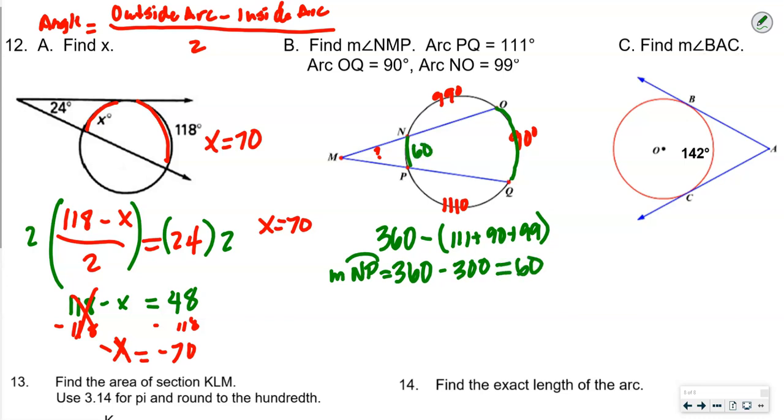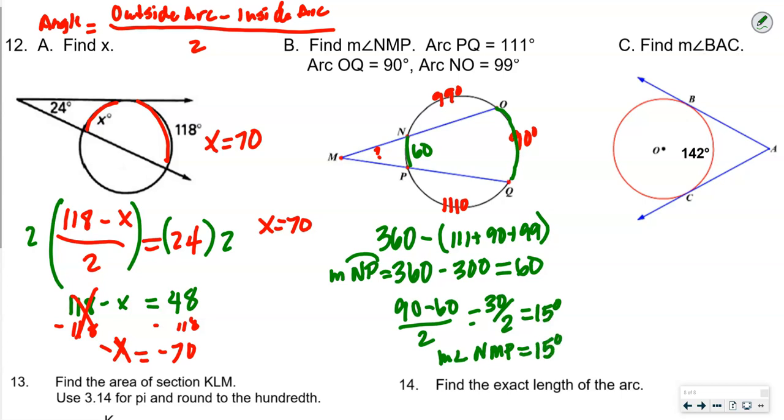Okay, so now here we go. We're going to do our outside minus inside. 90 minus 60 divided by 2. So that's going to be 30 divided by 2. So that's going to be 15 degrees for the measure of angle NMP. It's 15 degrees. Okay.